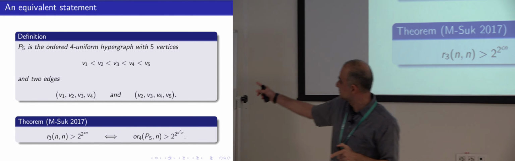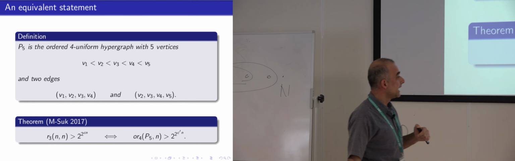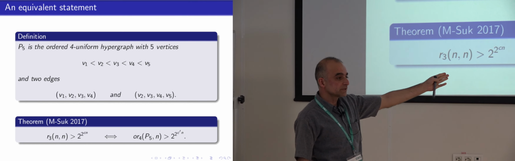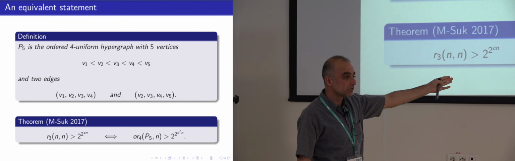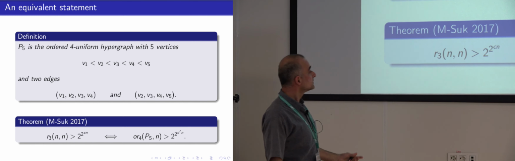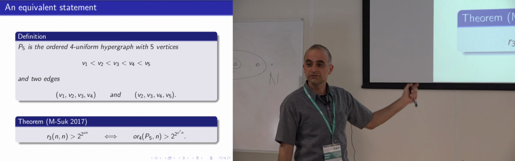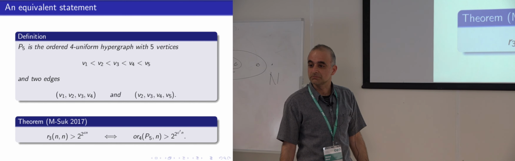So P5 is these 2 edges which look like that, and n is just a blue clique. So it's a very simple kind of red object that you're trying to forbid in this ordered Ramsey number. But it turns out that determination of this quantity is equivalent to the 3 uniform diagonal Ramsey problem.